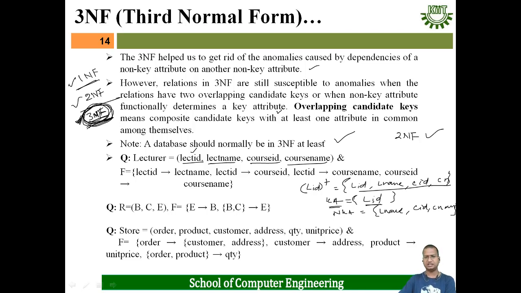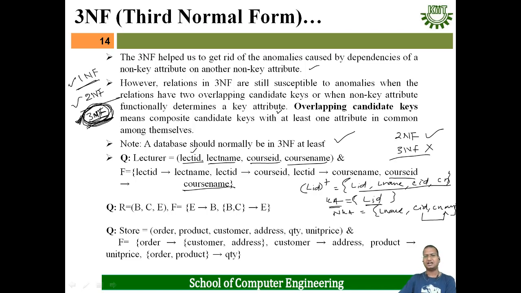Now check for 3NF. Is transitive dependency present? Lecture ID to lecture name is not a transitive dependency. Lecture ID to course ID is not a transitive dependency. But course ID to course name is a transitive dependency. As transitive dependency is present, this is not in 3NF.